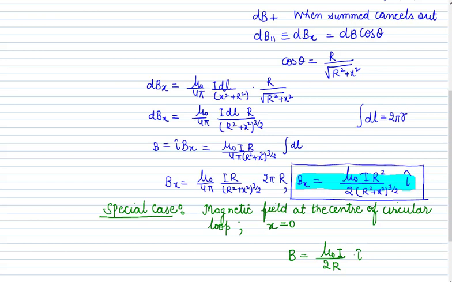So we have just simply put x into this formula, and simply by putting x equals to 0, you can always calculate the magnetic field at the center of the circular loop. It is that easy to get. So just remember this thing, that putting x equals to 0 will give you this value.